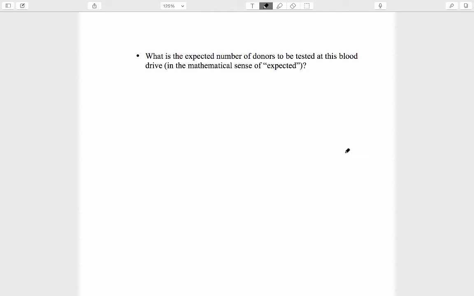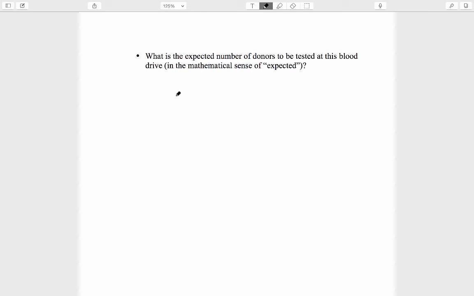We can ask, what is the expected number of donors to be tested at this blood drive? As usual, that's in the mathematical sense of expected. That means we need to think, what are the different possible numbers of donors, and what is the probability of each one? Well, there could be one donor, and then we're finished. There could be 2 donors, and then the blood drive ends. There could be 3 donors, or 4 donors, or 5 donors.